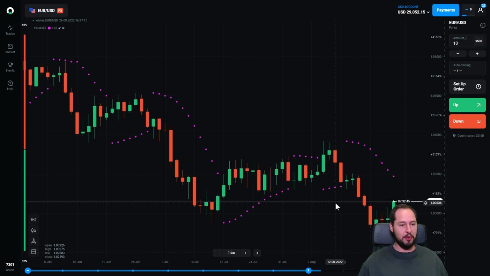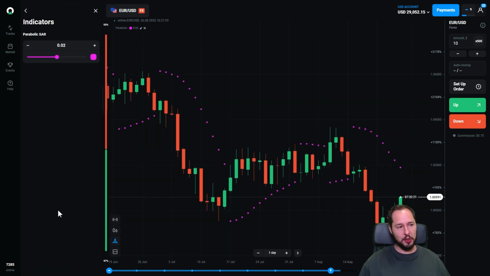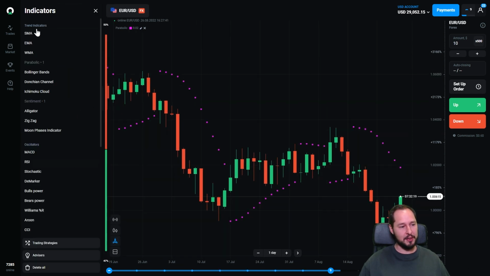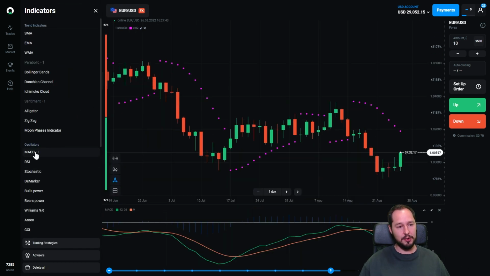Let's talk about the combination of the MACD and other indicators. Actually, I like to use a combination with the MACD oscillator indicator. I really adore MACD because it contains two sides of different indicator types. It's an oscillator plus a trend indicator at the same time. So let's switch on the MACD over here. It's located in the oscillators tab.